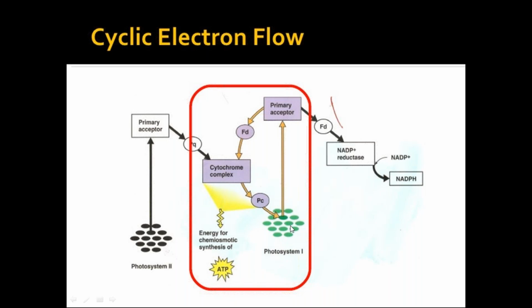Light energy falls on this photosystem 1. Electrons get excited, accepted by the primary acceptor. Then ferredoxin, cytochrome complex, plastocyanin, and back to photosystem 1. This is the process of cyclic photophosphorylation. Electrons are released from here and come back to this point, so it occurs in the form of a cycle. So this process is called cyclic photophosphorylation.